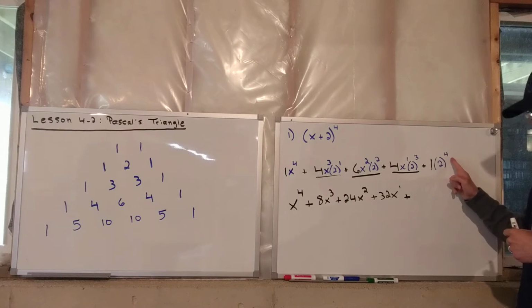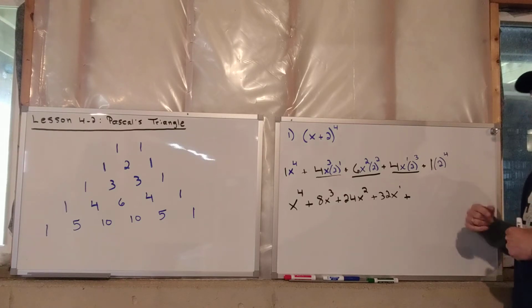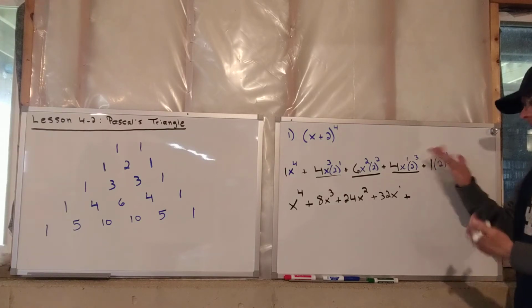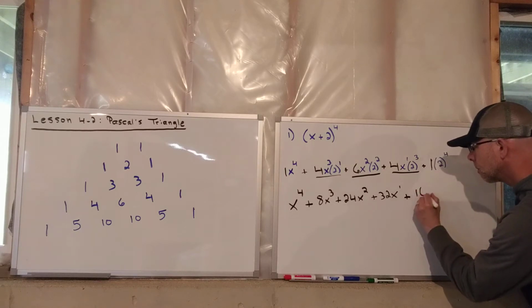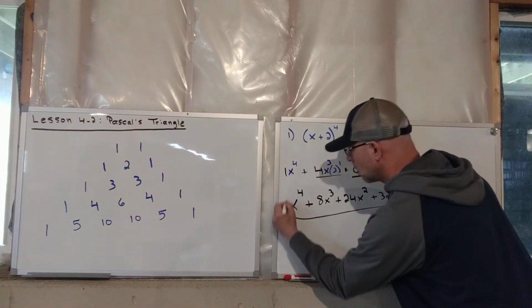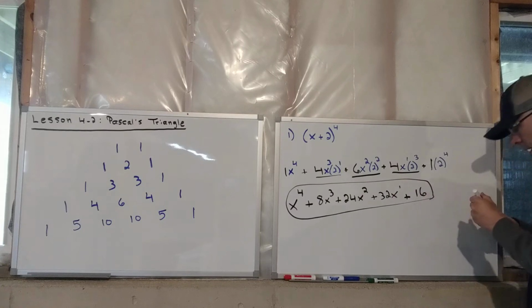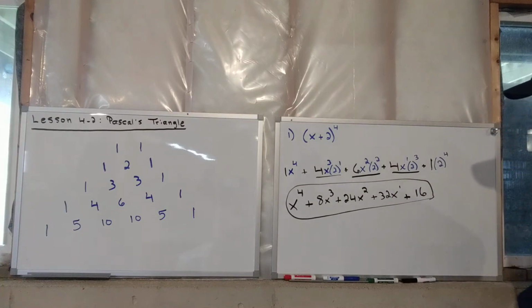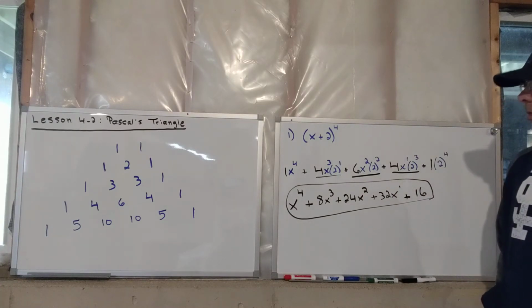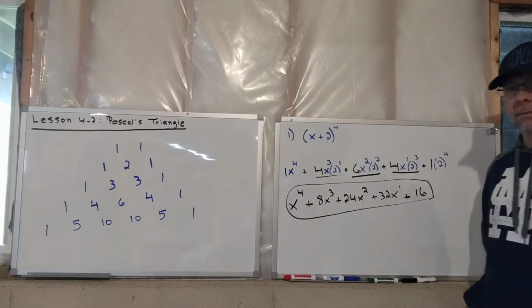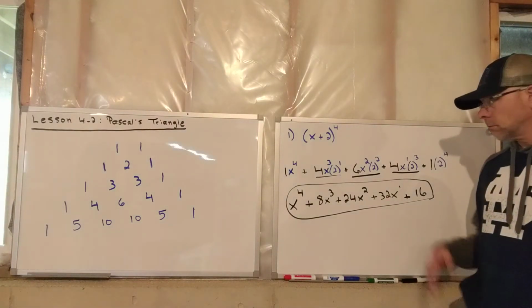2 to the fourth times 1. 2 to the fourth is 16. Times 1 is still 16. And there is your final. Okay? So that's how Pascal's triangle works. All right? So there's example 1.